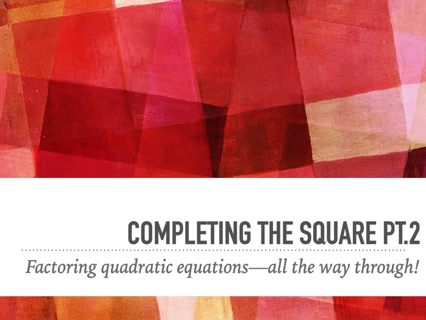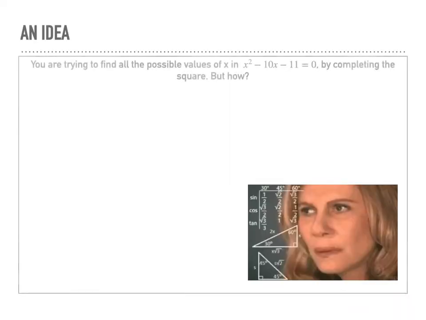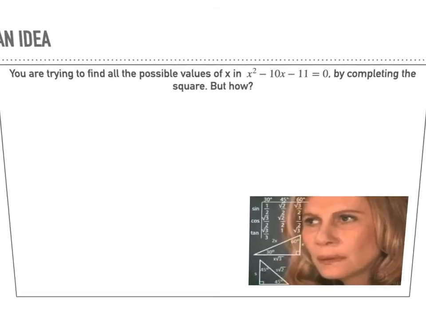Today we're going to be discussing the second portion of completing the square. The first is in the link in the description box below. Let's start off with an idea. You're trying to find all the possible values of x in x squared minus 10x minus 11 equals 0 by completing the square. But how will you do this?